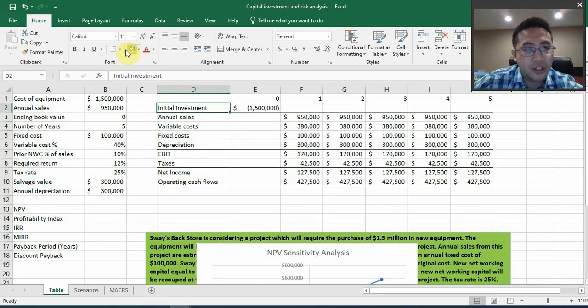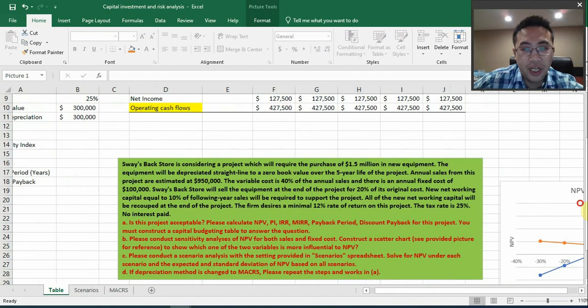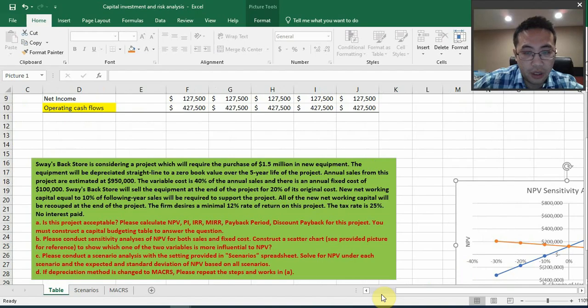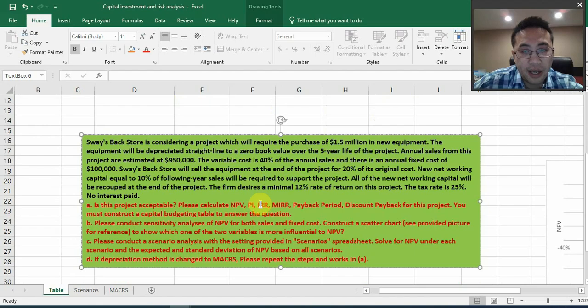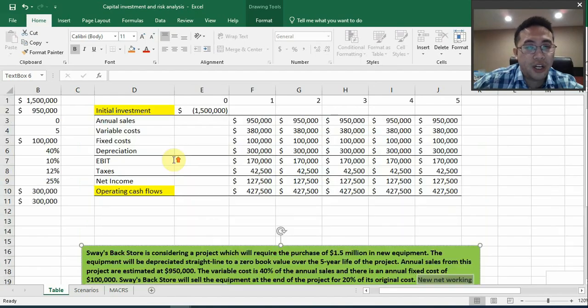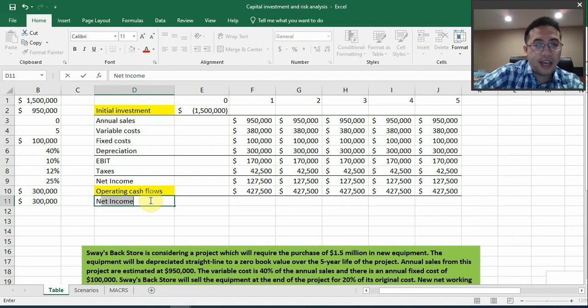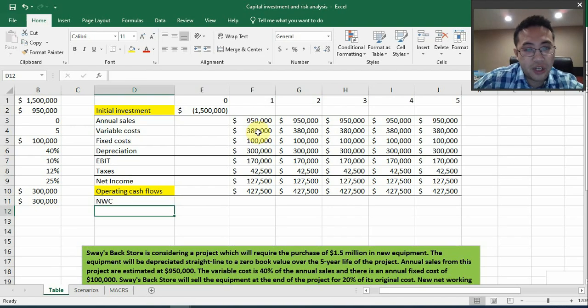Okay, so this is the first component, initial investment. The second one is operating cash flows occurring on an annual basis. And then we need to work on the next one, which is net working capital. If you read the instruction here, let me zoom in a little bit. The net working capital equals 10% of the following year's sales will be required to support the project. Okay, so the net working capital is 10% of the following year's sales.